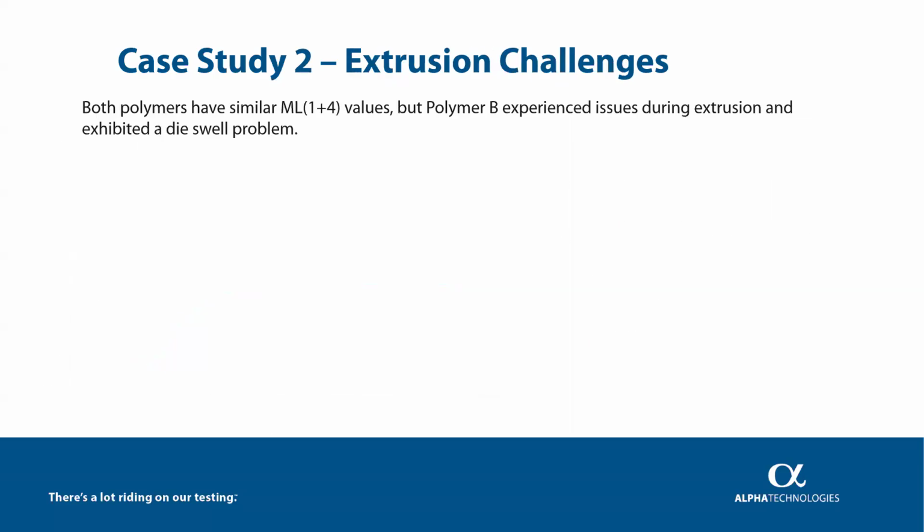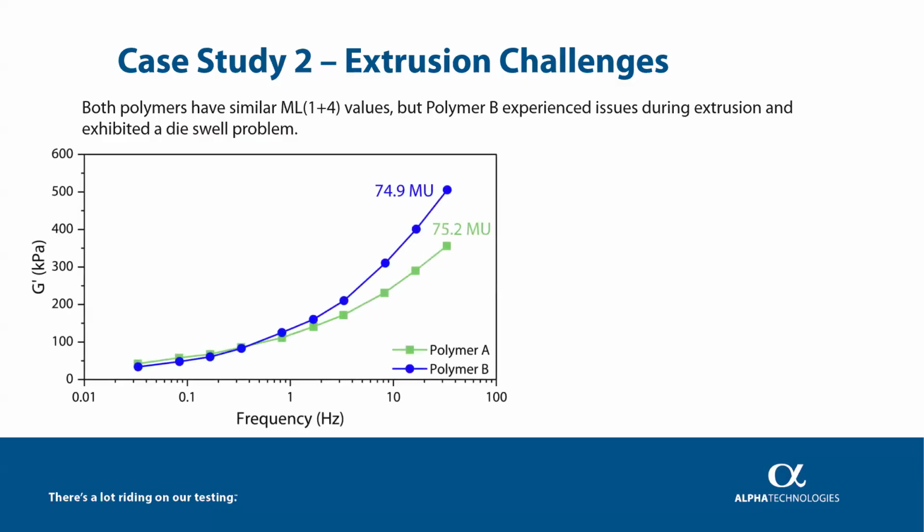In case study 2, a customer reported issues with two polymers that had nearly identical Mooney viscosity values, ML1+4, based on standard Mooney viscometer testing. However, polymer B was showing serious extrusion problems, specifically excessive die swell. They couldn't pinpoint the root cause, and this case really highlights the importance of using frequency sweeps to more fully characterize raw materials.